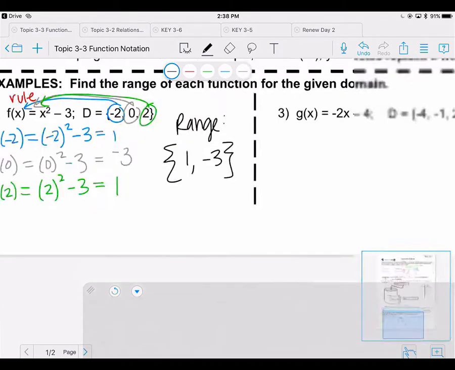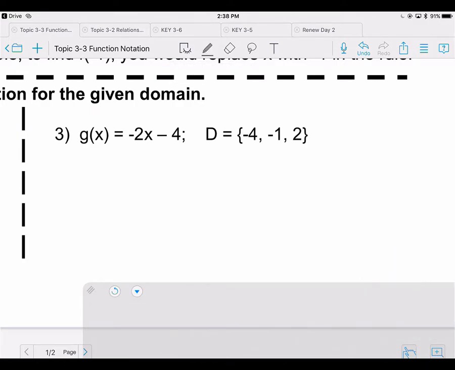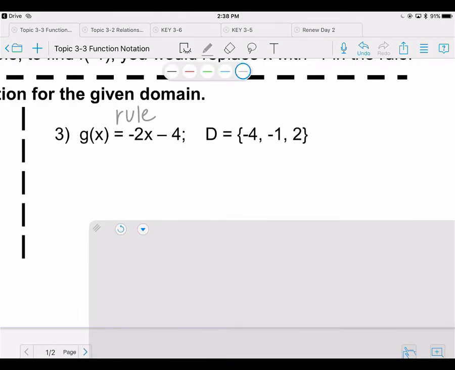For problem 3, we have g of x. Now, g of x is no different than f of x. Sometimes you're going to have multiple functions at the same point, and so it's just a way for them to tell you, use this function or use this function. So again, this is our rule, and we're just going to plug these in.